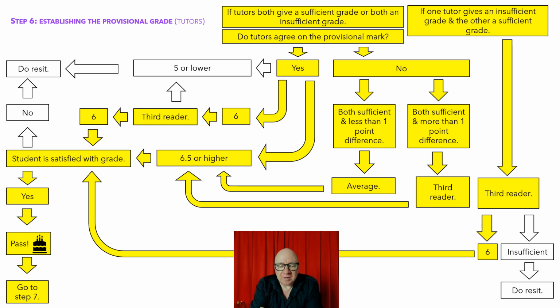Now, if they both give you a sufficient grade, then they could also disagree on how good it is. If there's a minor difference, so they both give a sufficient grade, but the difference is less than a point, and they cannot agree right away, they can talk about it and come to an agreement, right? So if your supervisor says it's an 8 and the second reader says it's a 6, then you might say, okay, well, what are we going to do?